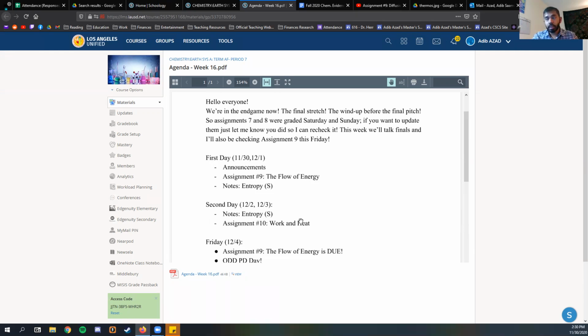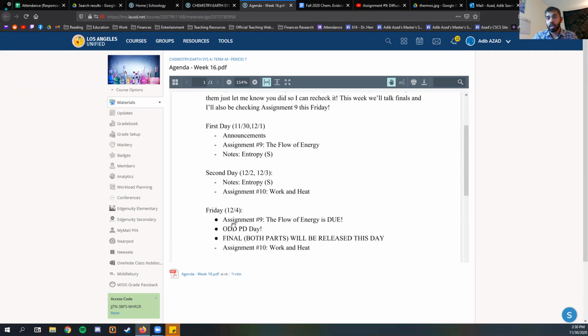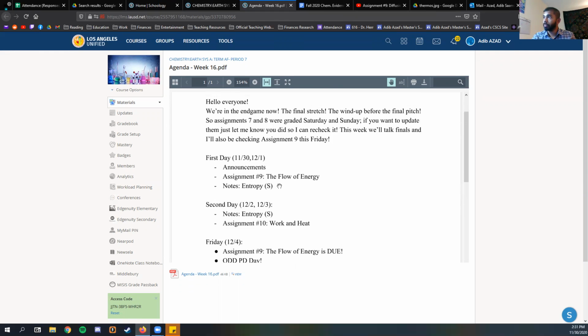On Tuesday, even periods will cover entropy. On Wednesday, odd periods will cover entropy. On Thursday, even periods will cover assignment 10. And on Friday, odd periods will cover assignment 10, leaving us for next week assignment 10 as well as the notes on the interior. So that's about that.